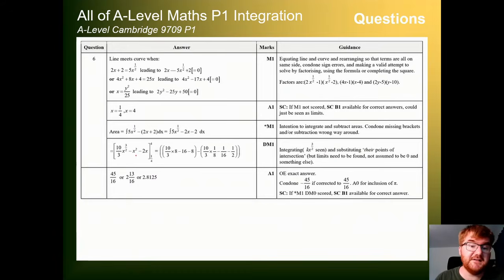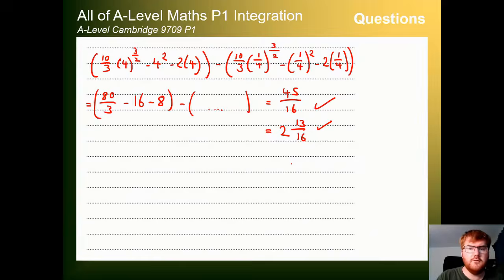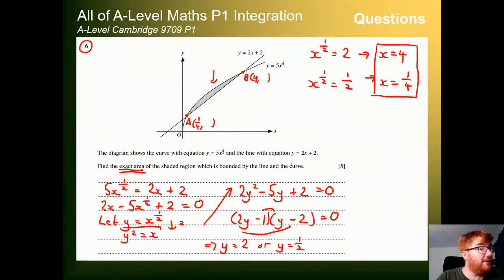Okay, so you can see the answers that are given here. Again, it has to be an exact value. Okay, that's really important. You can see in the mark scheme they say or equivalent exact answer. That is important to make sure you're getting all 5 marks, which is pretty good, on this fairly tricky paper 1 question.